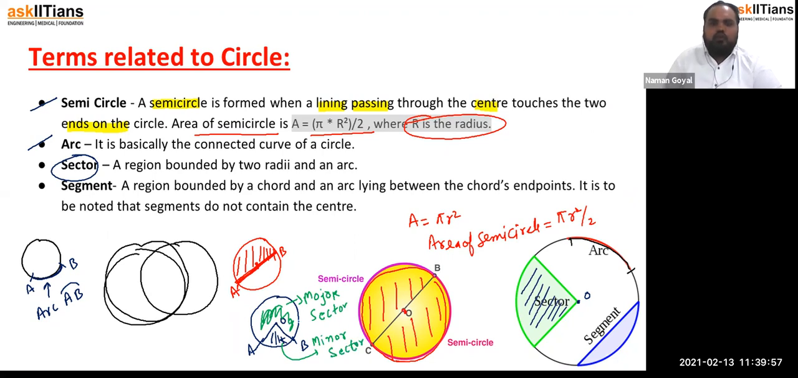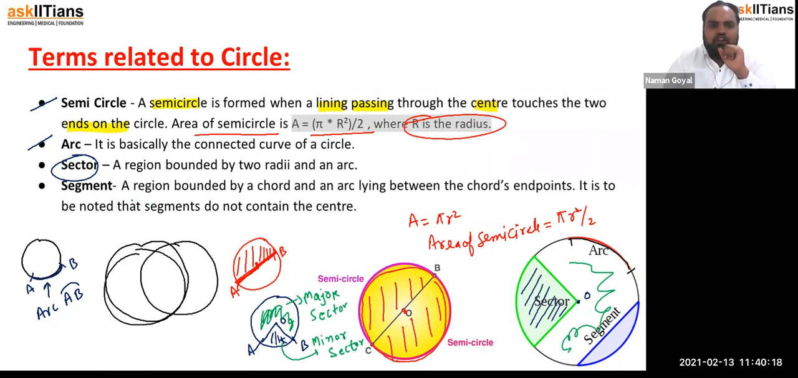Okay. See why it is major sector and why it is minor sector, because this part is smaller than this part, right? So we can say that this part is major sector and this part is minor sector. So we learn about semicircle, we learn about arc, we learn about sectors, and we learn about segment.